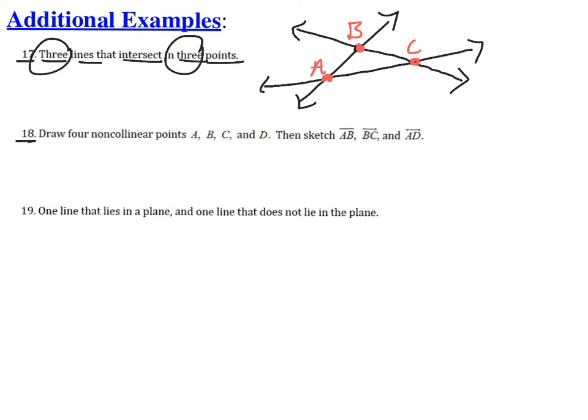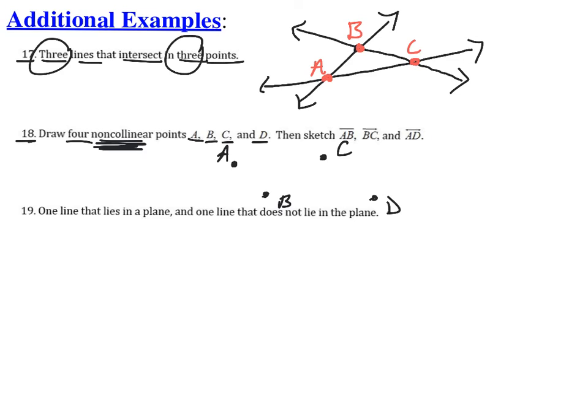For 18, 4 non-collinear points, A, B, C, and D. Right, so they just have to not be on the same line. So let's have A and B, C up here, and let's say D down here. So I cannot draw one line that's going to connect those 4. So they are non-collinear. Then we have some connections to make.